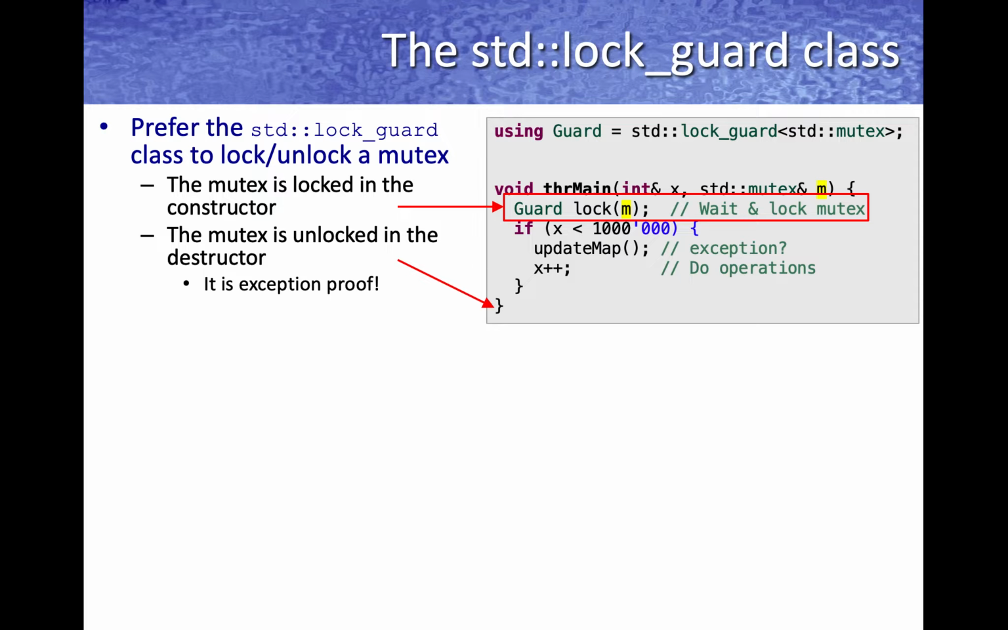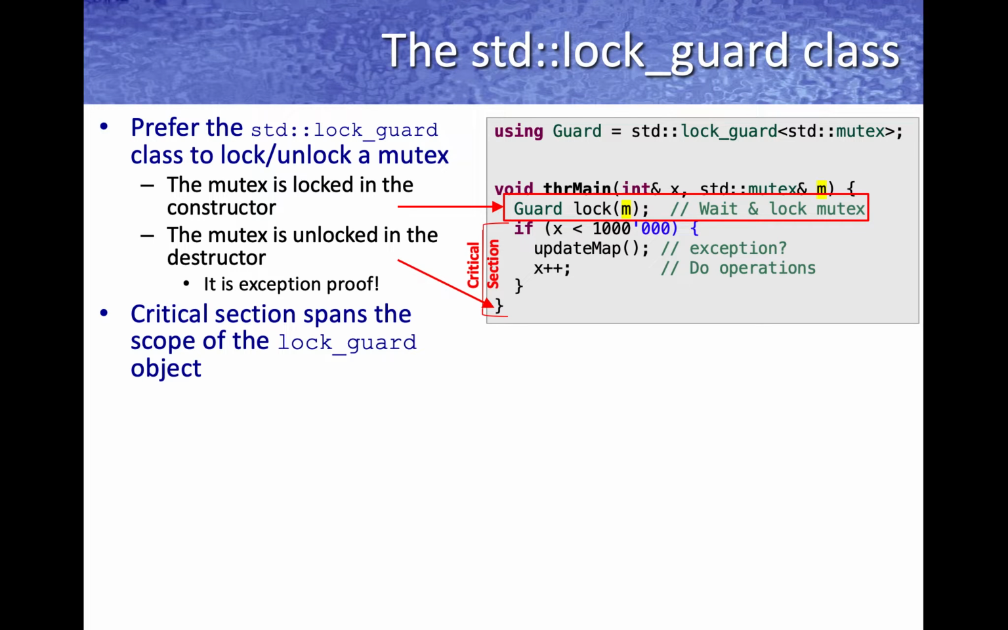So here at the end of the thread main method, the mutex is automatically unlocked, and this is exception proof. Even if exceptions occur, you're guaranteed that the mutex will be unlocked. So this approach provides a much better solution to lock and unlock mutexes to create critical sections in a program. So the critical section here essentially spans the scope of the lock guard object.